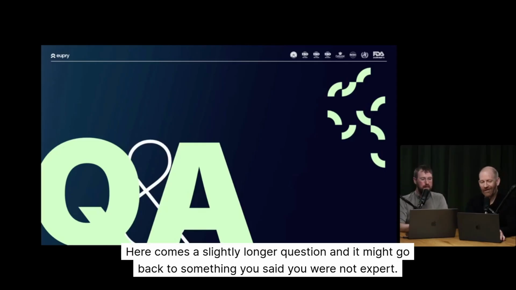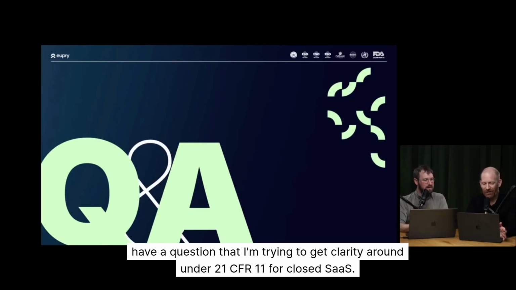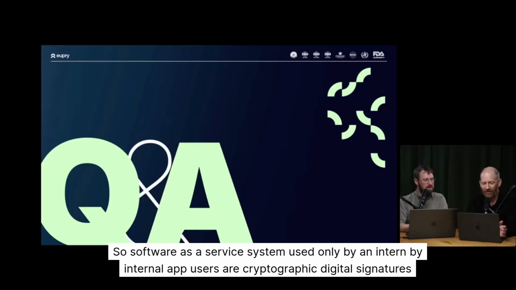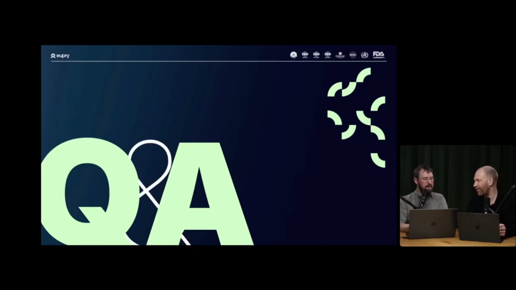Here comes a slightly longer question, and it might go back to something you said you were not expert in. It's from Christoph. I have a question that I'm trying to get clarity around. Under 21 CFR Part 11, for a closed SaaS, software as a service, system used only by internal lab users, are cryptographic digital signatures on exported records required, or are standard electronic signatures within the system sufficient? I appreciate the thoughts on this.